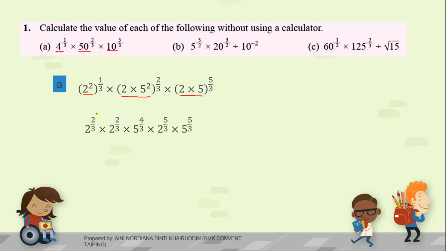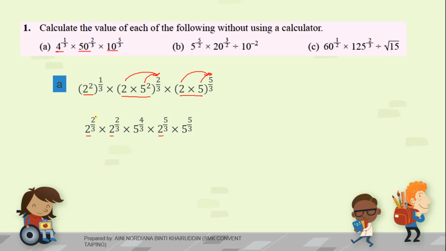Next, 2 to the power of 2 times 1 over 3 is 2 to the power of 2 over 3. This one, take it out from the bracket. So you get 2 to the power of 2 over 3 and 5 to the power of 2 times 2 over 3, which is 4 over 3, times this one also taken out from the bracket. So 2 to the power of 5 over 3 times 5 to the power of 5 over 3. So here, as you can see, this is the same base, 2.